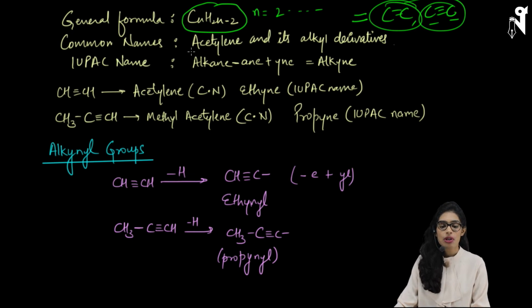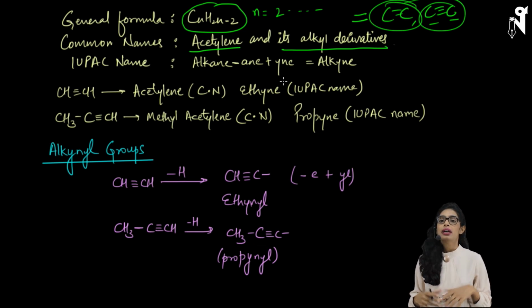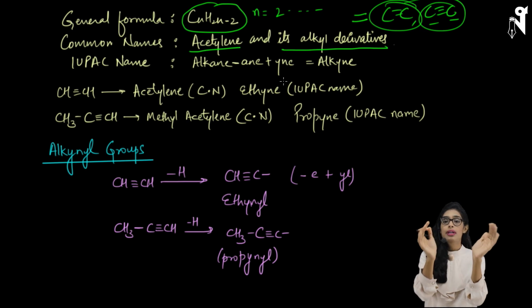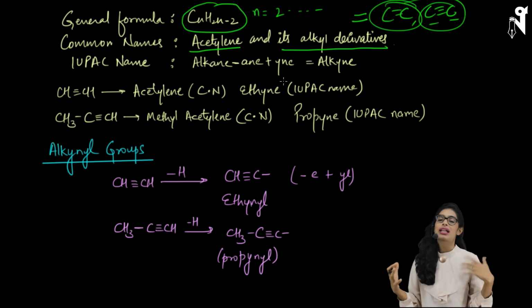Now, the common names are acetylene and its alkyl derivatives. Acetylene, as I mentioned, is the first member of the family, and the common names we give to such compounds use the name acetylene as a base. It is like the eldest member of the family is the primary name, and then other names are the secondary names we put later on. So that's how it is.